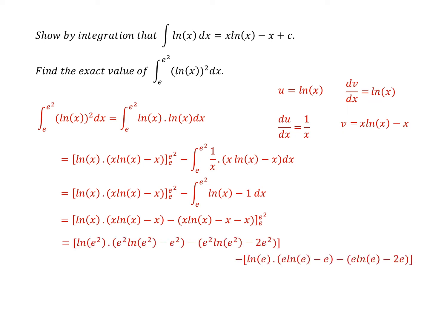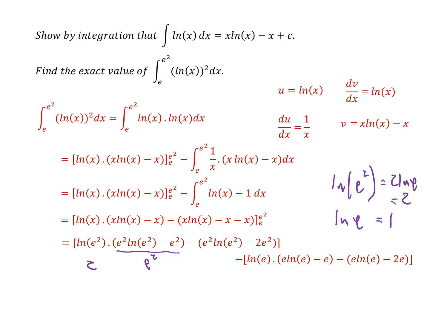So putting the upper limit in of e squared, that's in the first square bracket here, and then putting the lower limit of e is in the second square bracket here. So ln e squared, what is ln of e squared? Well, that's 2 ln e, which is just 2, and ln e is just 1. So this simplifies down. This bracket, for example, e squared times ln e squared is just 2e squared minus e squared. So this is just e squared, and this is 2 here.